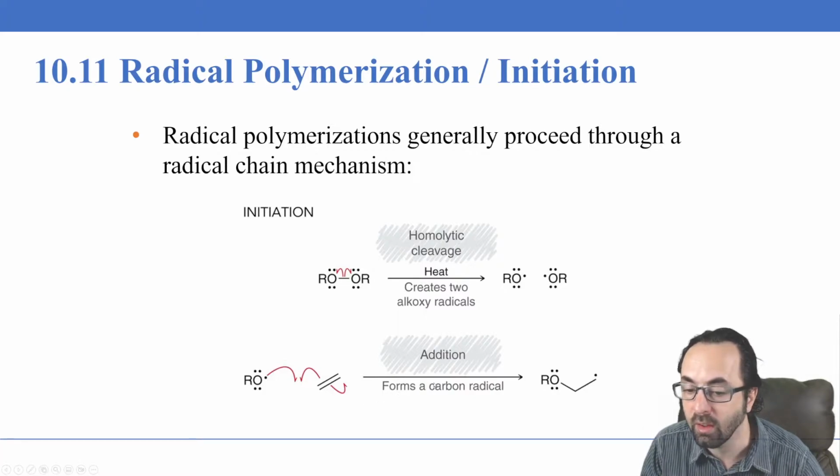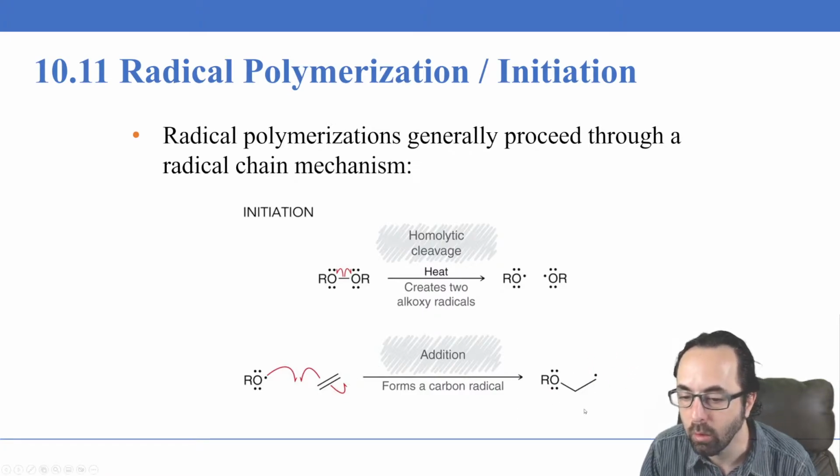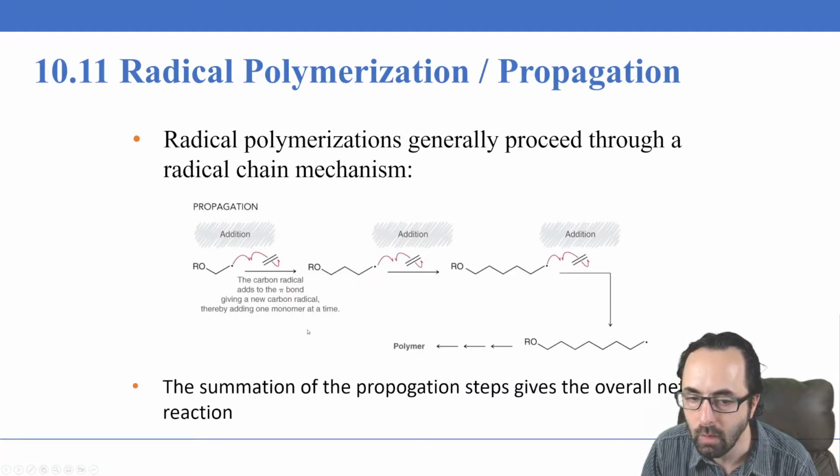Then we have some reactant that has a carbon-carbon double bond, and so this radical does an addition, and so one electron from the pi bond and one electron from the radical here form a bond to this carbon, and then one of those electrons is left behind, forming this carbon radical here. And then this can occur again and again and again.